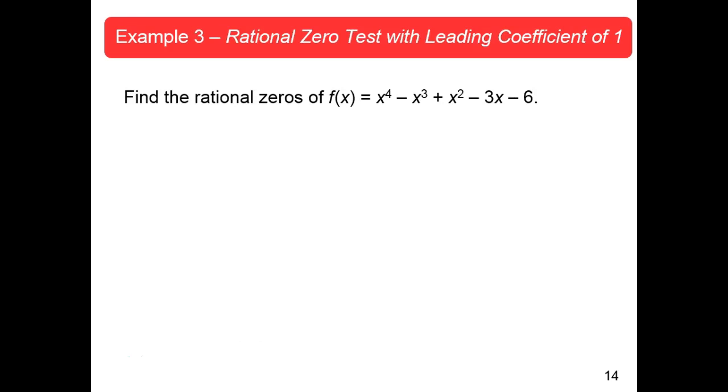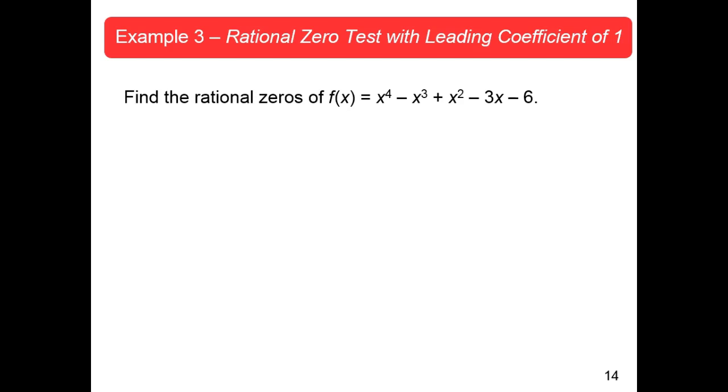All right, let's do one. Now, to begin with, they seem a little magical. After a while, you'll say, oh, wow, this really works nicely. Find the rational zeros of f of x is equal to x to the fourth minus x cubed plus x squared minus 3x minus 6. Wow. 5 terms. You can't even use factoring by grouping.